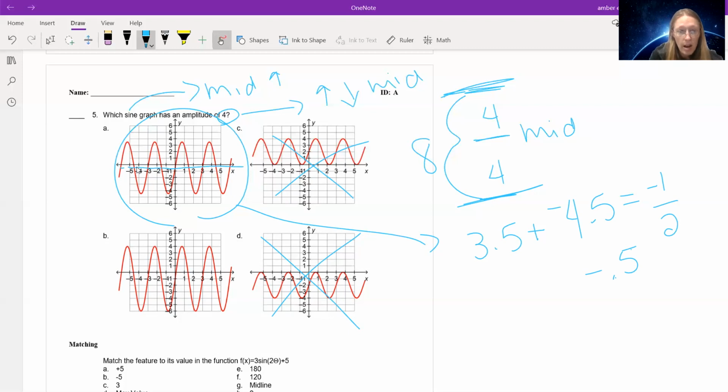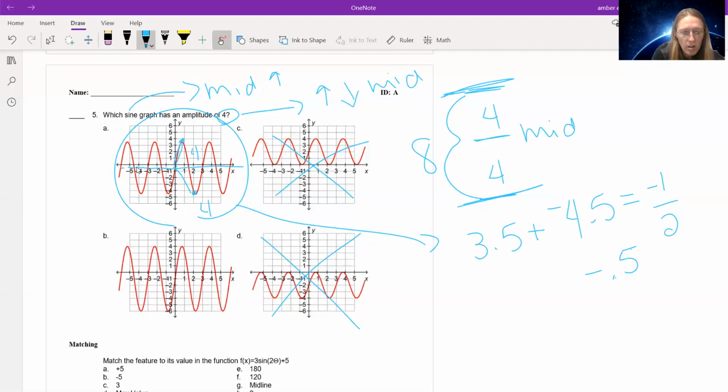Now, if I start here and go up to the top, did I go up 4 units? And if I start here and go down to the bottom, do I go down 4 units? Yes, I do. To go from -0.5 up to +3.5, that's 4 units. And to go from -0.5 down to -4.5, that's also 4 units. That's what I want there.